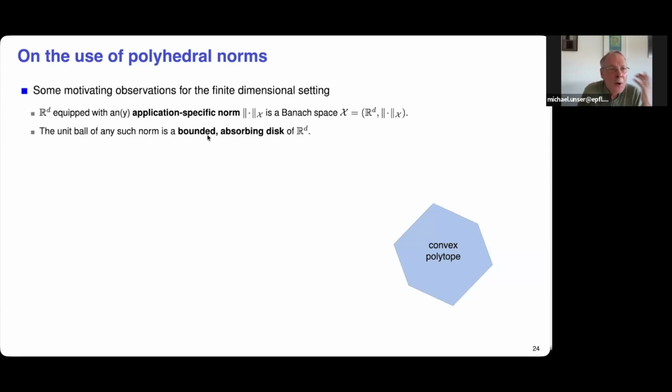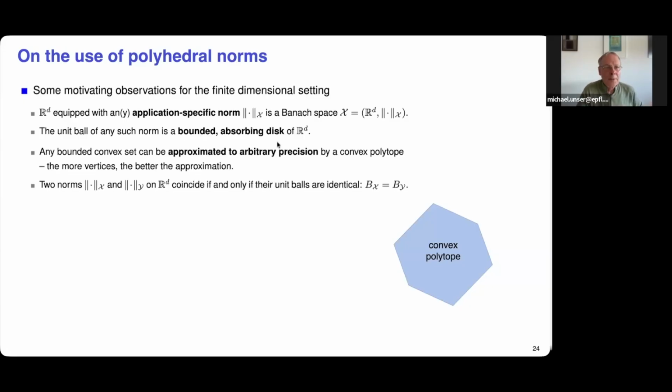And the only thing we know is that a norm has a unit ball, and the unit ball should be a bounded absorbing disk. But now, here's the idea. If you have a convex set, like here, any convex set can be approximated to arbitrary precision by using polytopes. If you put enough corners here, you will be able to approximate any convex set, and by generalization, you will be able to represent any norm.